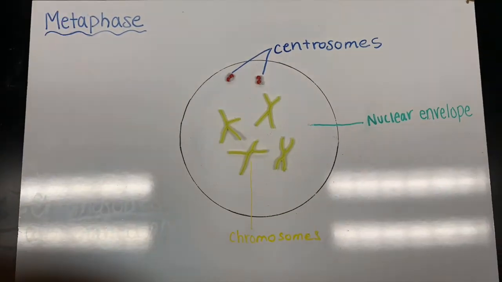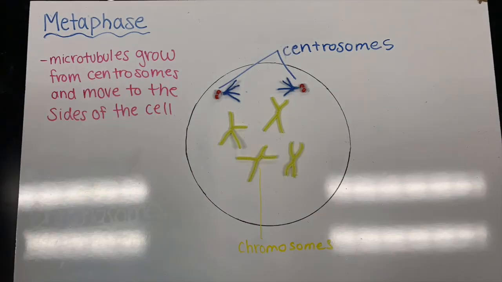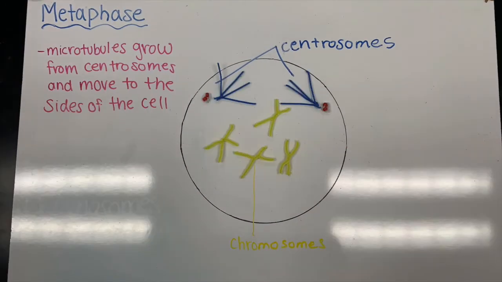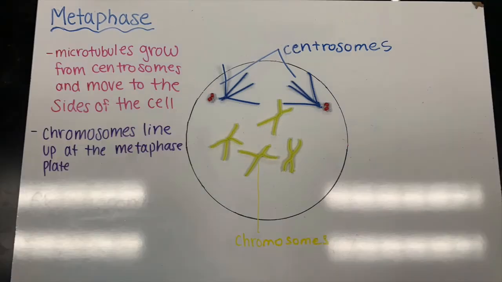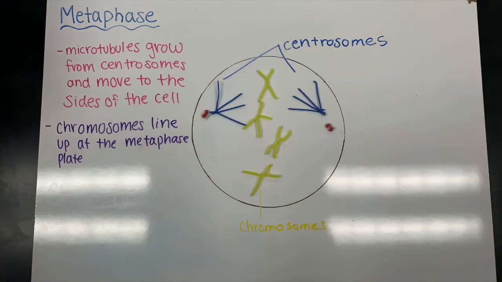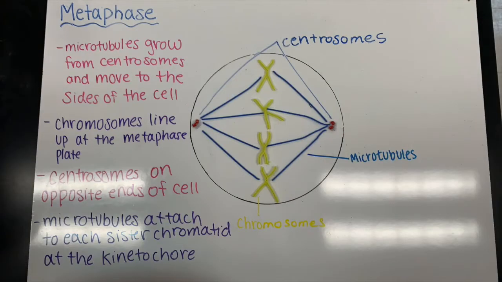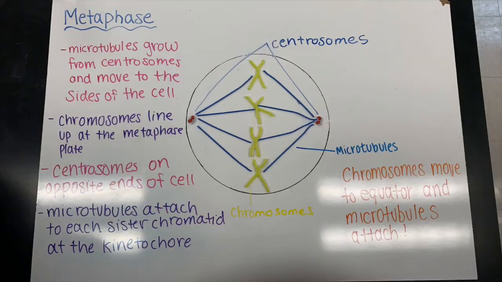Metaphase. In metaphase, microtubules grow from the two centrosomes, pushing them to opposite ends of the cell, a process that is initiated in prophase. The condensed chromosomes line up at the metaphase plate, which is the equator of the cell. The microtubules that grow from the two centrosomes then attach to each sister chromatid at the kinetochore. This entire microtubule apparatus is also called the spindle.